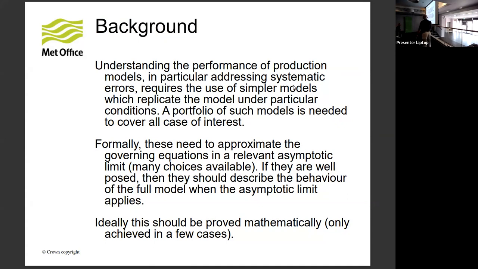Right. So they need to approximate the governing equations of the relevant asymptotic limits. And this is where the more formal mathematics are coming in. And there's lots of choices. There's no such thing as a correct asymptotic limit. There's an asymptotic limit that's relevant to the aspect of the system you're working with.